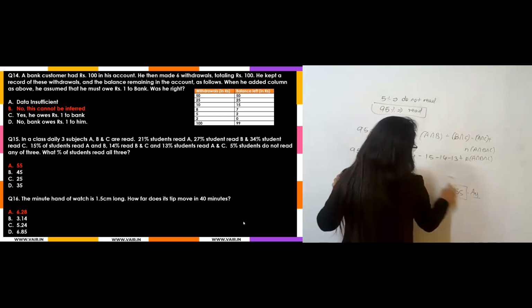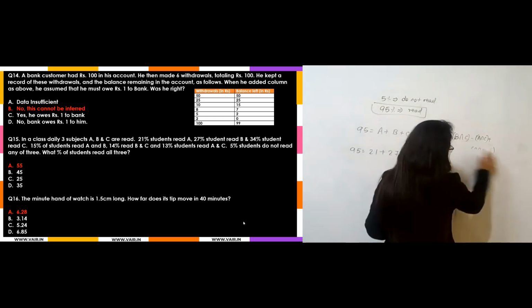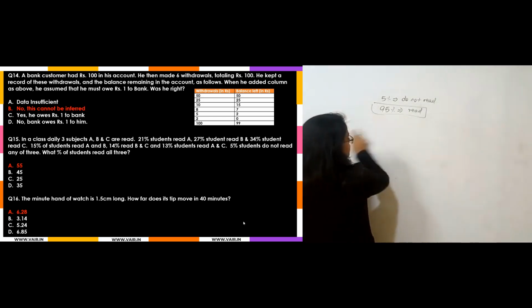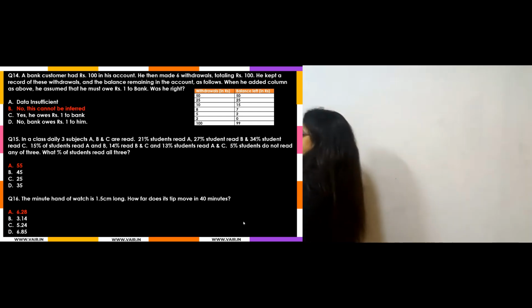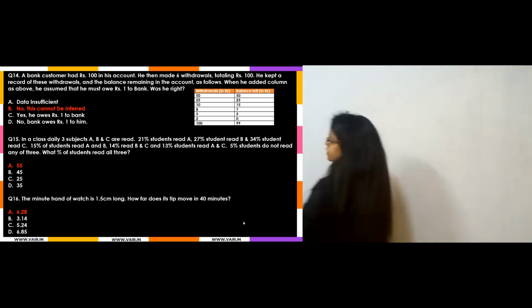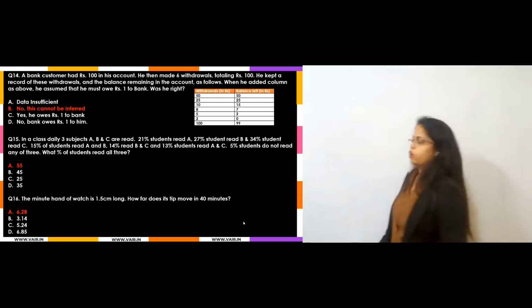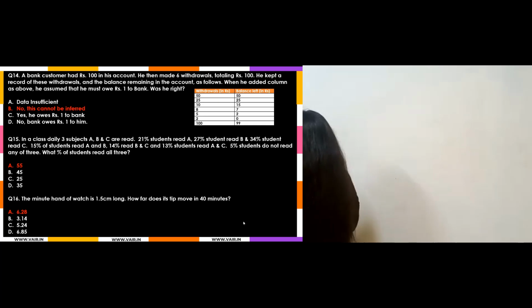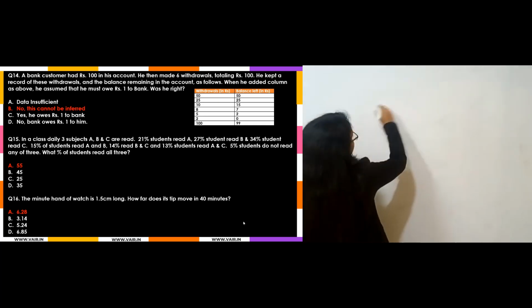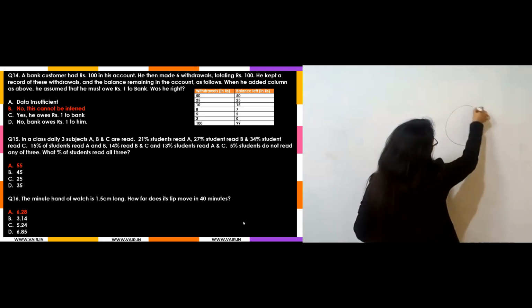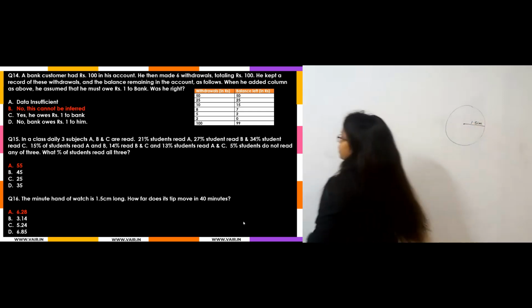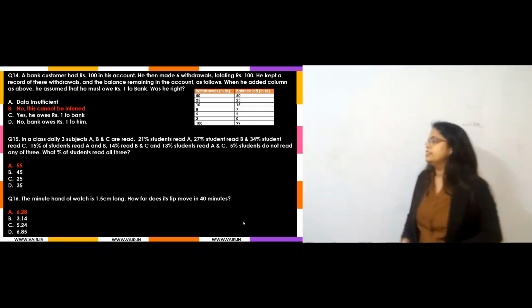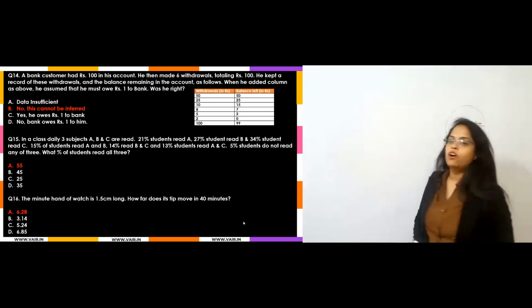Question number 16. You can see up to this, all questions were easy. If you have studied well, then you will feel it's an easier one. The minute hand of your watch is 1.5 centimeter long. Minute hand, that means I am talking about this clock. This is your minute hand, which is 1.5 centimeter long. How far does its tip move in 40 minutes?